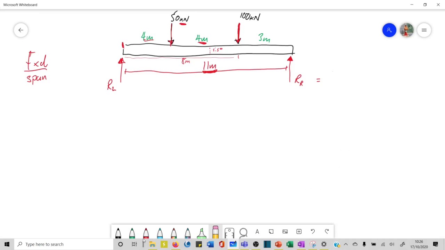We can say that the reaction from this side here, I got my pointer on, there we go. We can say from the left hand side equals 50 times 4 there, plus 100 times 8, and that equals 200 plus 800.